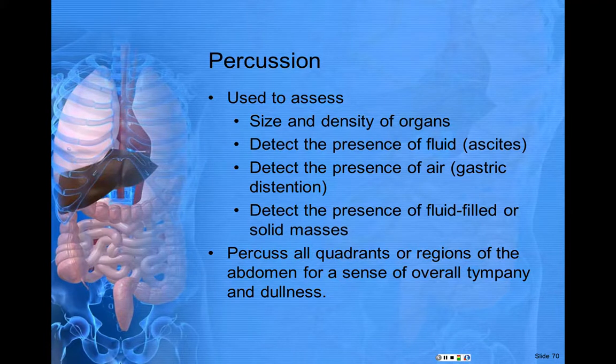Percussion is used to assess the size and density of organs, to detect whether there's fluid, such as in ascites, the presence of air, like gastric distension, and the presence of fluid-filled or solid masses. This is a very important skill to master. You want to percuss all quadrants or regions of the abdomen to get a sense of the overall tympany and dullness of the abdomen.